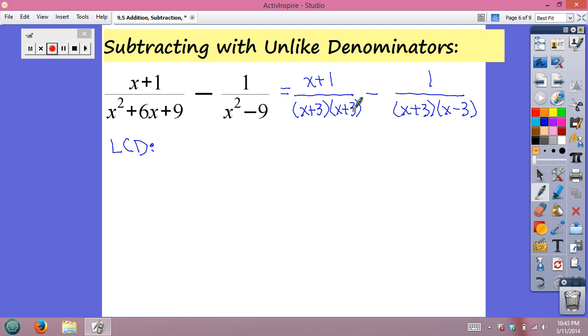To do that, we look at the denominator in our first fraction. We have 2 x plus 3's, and we have in our second fraction 1 x plus 3 and 1 x minus 3. So for our least common denominator, we are going to need at least 2 x plus 3's and an x minus 3. We can also write this as, to save us some time and space, x plus 3 squared times x minus 3.